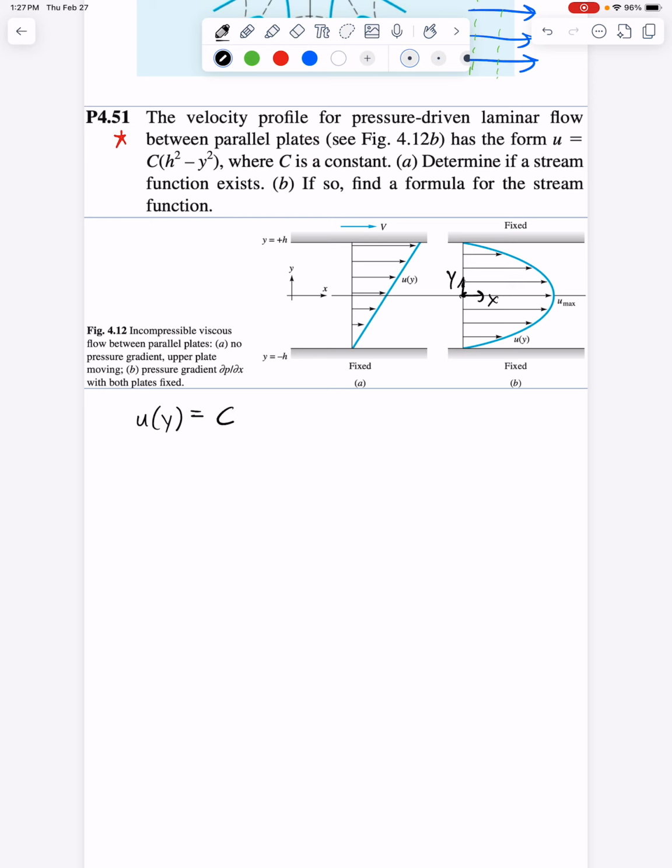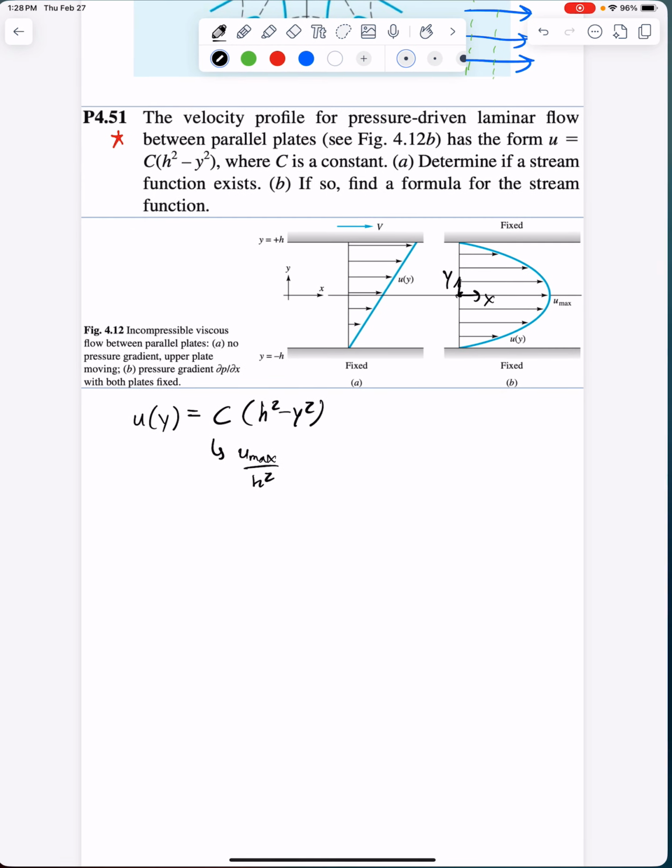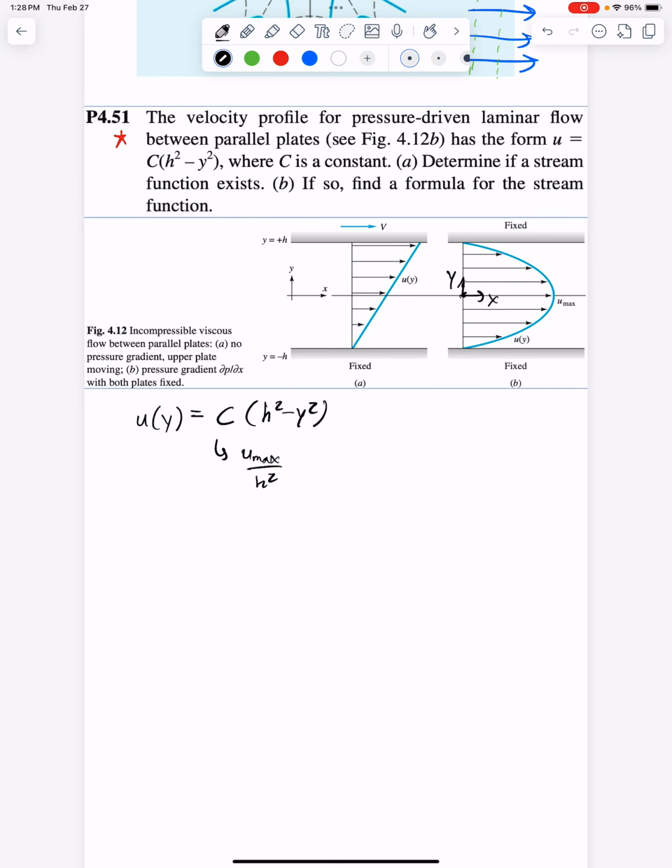Therefore, our velocity profile is described as the following. Velocity profile is c times h squared minus y squared, where c refers to the max velocity at the center line divided by 2h. Therefore, when I plug in y equals 0, I would return back u max, or u center line. Okay, so what we're interested in is A, finding the streamline function, and B, finding the formula for the streamline function. So A, streamline function, we want to determine if it exists.